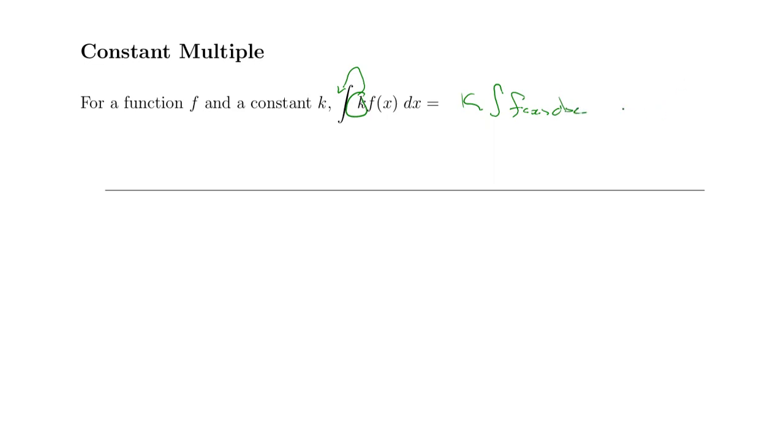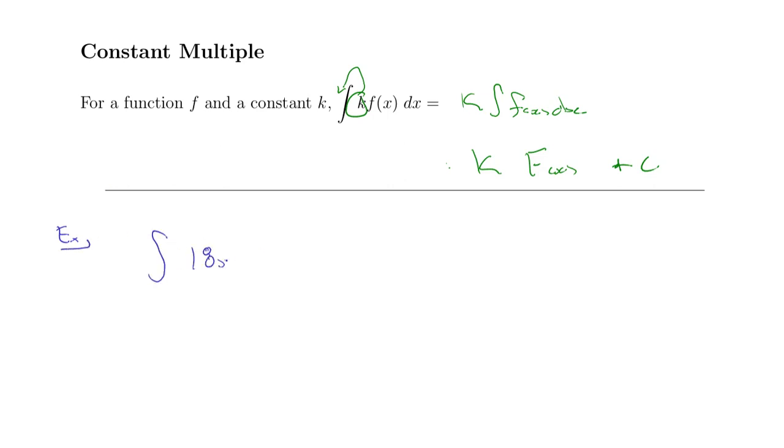So it ends up looking something like this. Then we could say this integral here is really just that capital F. So we've got k times capital F of x plus c. Again, this means that things act exactly the way that we think.